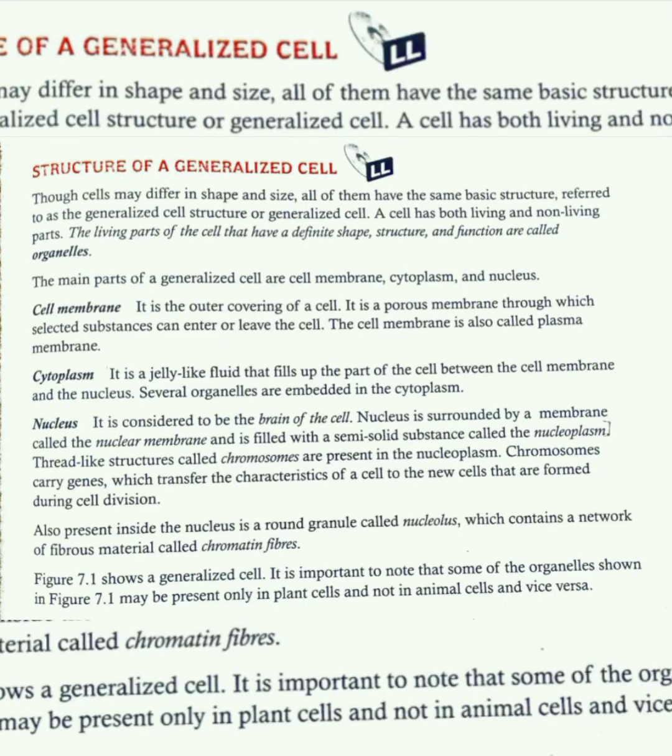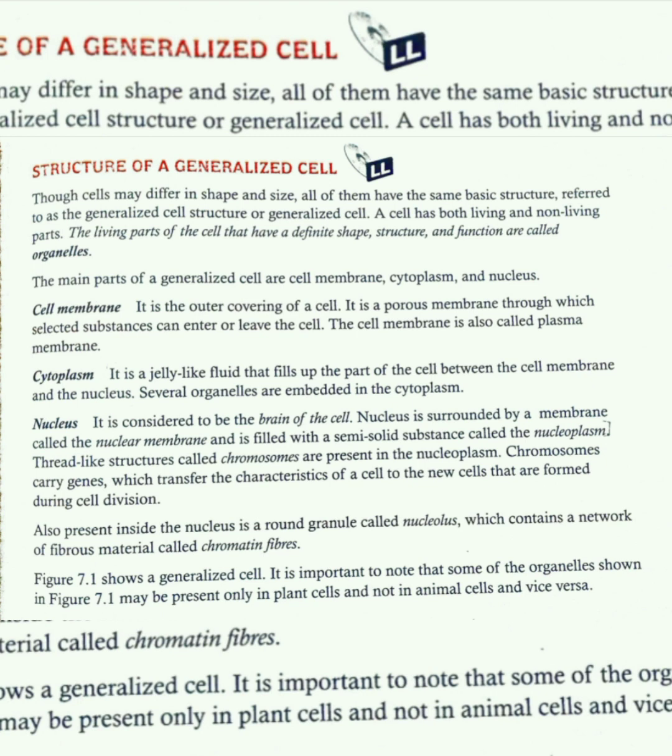Now that we have understood that all the living organisms are made up of cells, we are now going to see the structure of the cell. Let us first study the cell membrane. The cell membrane is the outermost covering of the cell. It is responsible for holding all the contents of the cell, and it is also responsible for separating one cell from the other. This is a porous membrane through which selected substances can enter or leave. This is known as selectively permeable. It means it is going to allow the entry of some substances and not others.